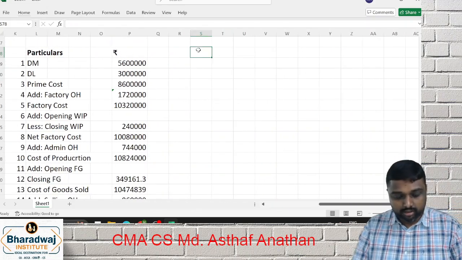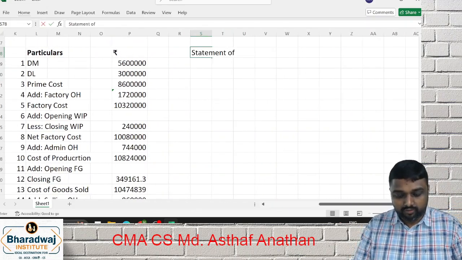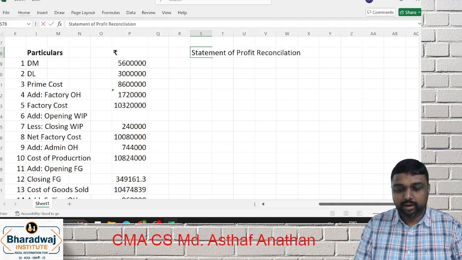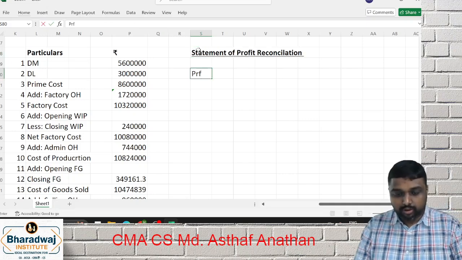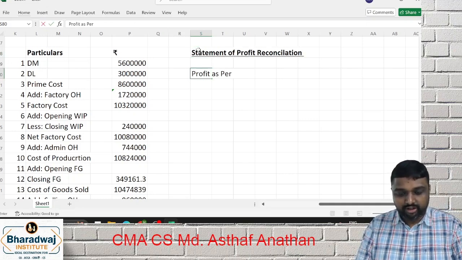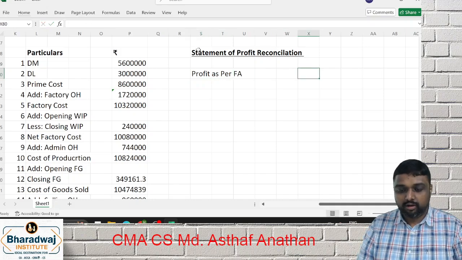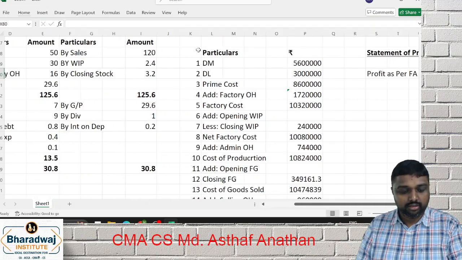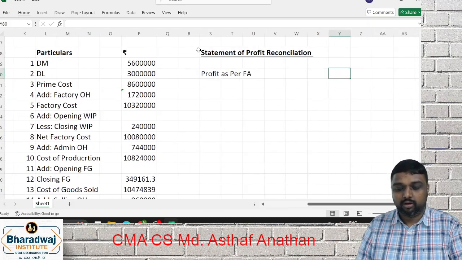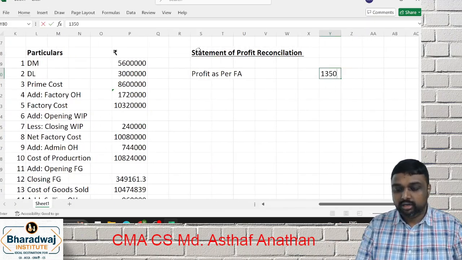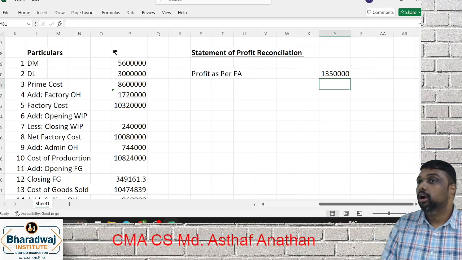Which one I will start? So, statement of profit reconciliation. Tell my dear friends, which one I will do? Financial. So profit as per financial accounts. What is the profit as per financial accounts, friends? Financial accounts 30 lakh 50 if I am not wrong. Yes or no, friends?